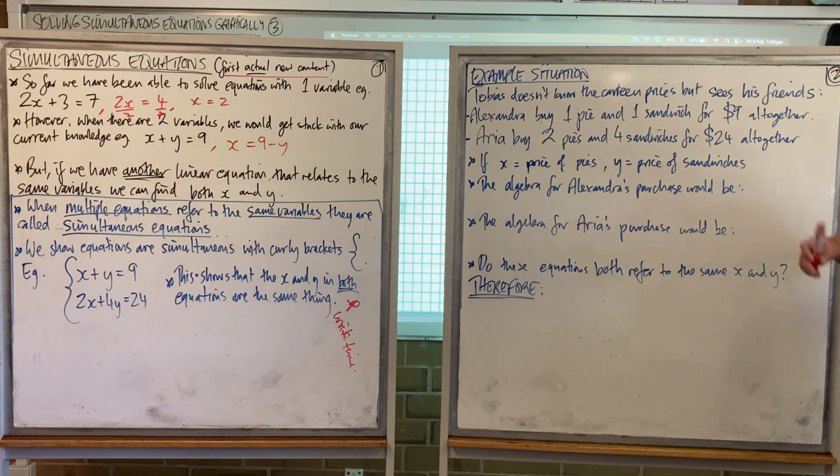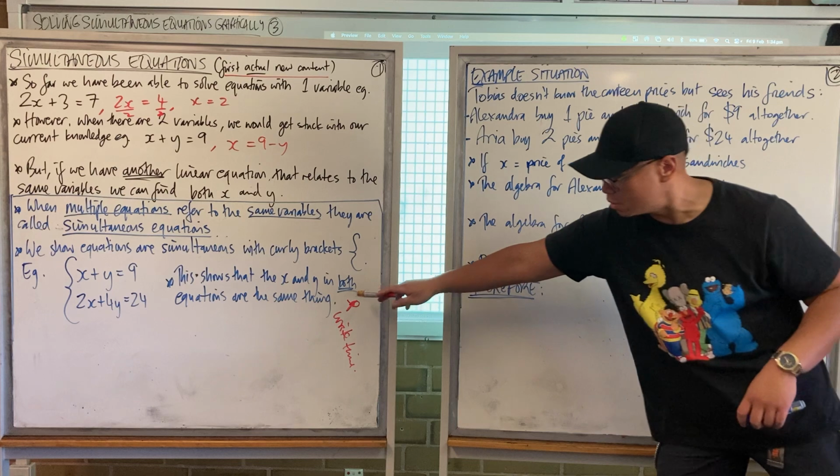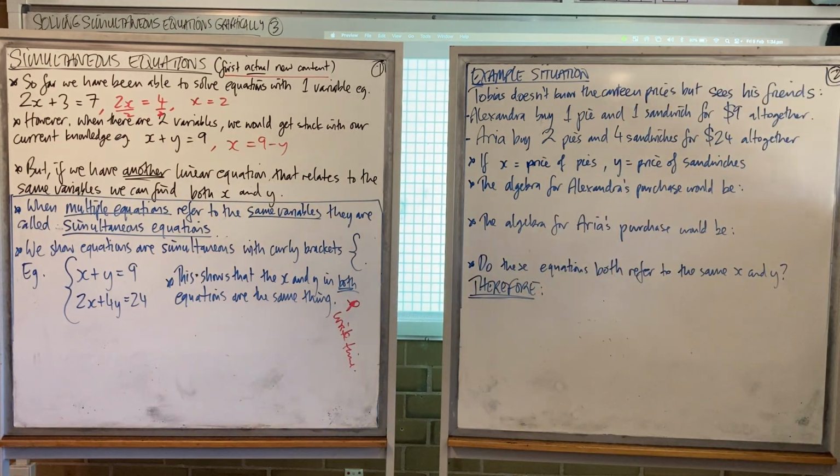Let's do the example situation to show how this is applicable. Tobias doesn't know the canteen prices, but sees his friends. The first friend, Alexandra, buys 1 pie and 1 sandwich for $9 altogether. So do you know how much a pie is by itself? Do you know how much a sandwich is by itself? You just know together, 1 of each is $9. Ari buys 2 pies and 4 sandwiches for $24 altogether.